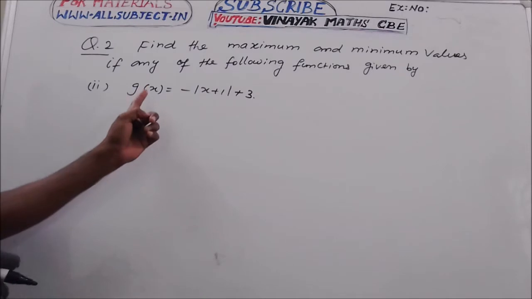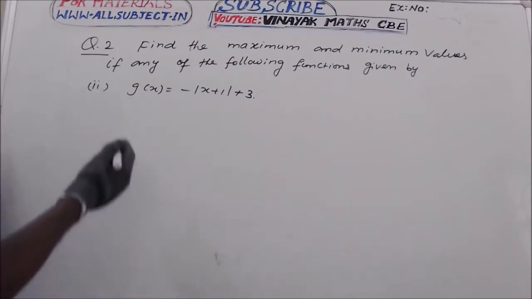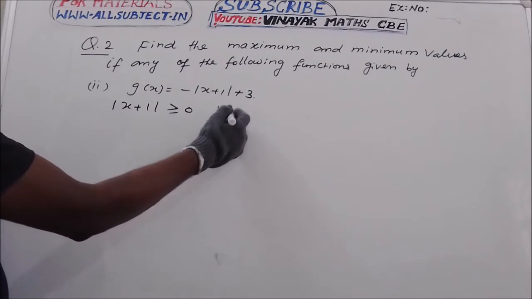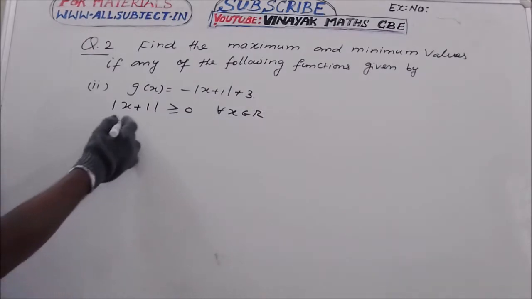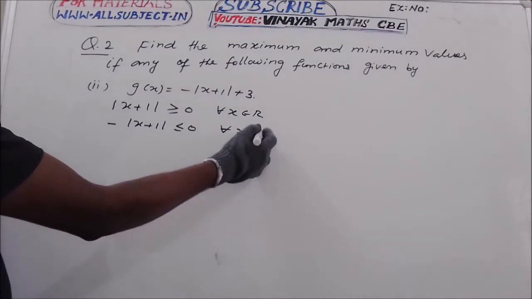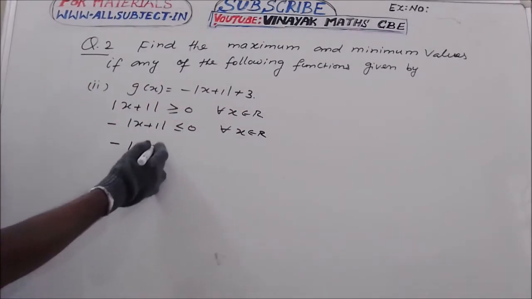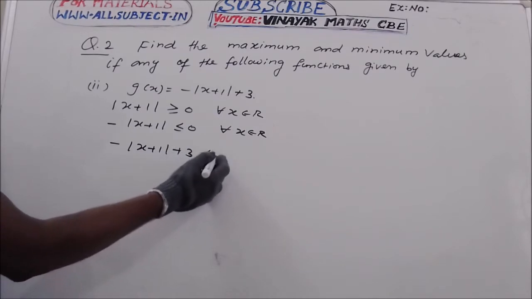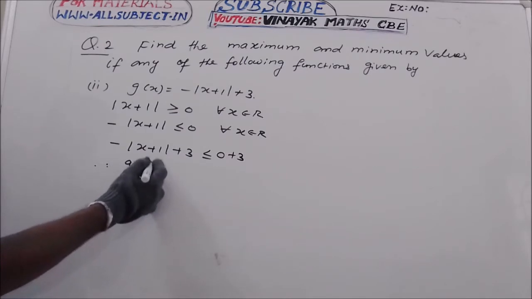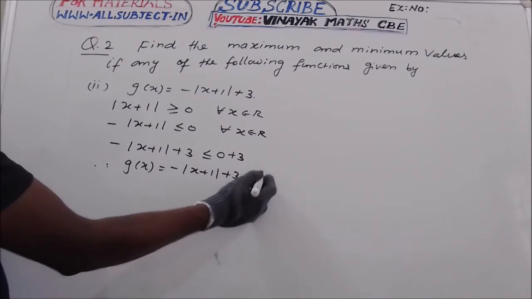Subdivision number 2. Given function g of x is equal to minus modulus of x plus 1 plus 3. We know that modulus of x plus 1 is greater than or equal to 0 for every x belongs to R, and minus modulus of x plus 1 is less than or equal to 0 for every x belongs to R. So minus modulus of x plus 1 plus 3 is less than or equal to 0 plus 3. Therefore, g of x is less than or equal to 3.